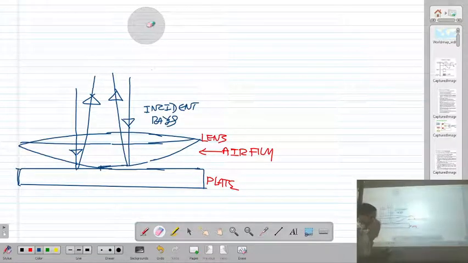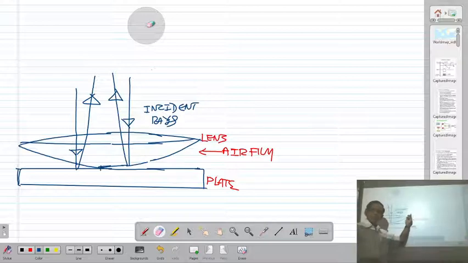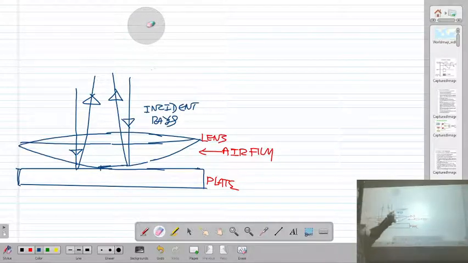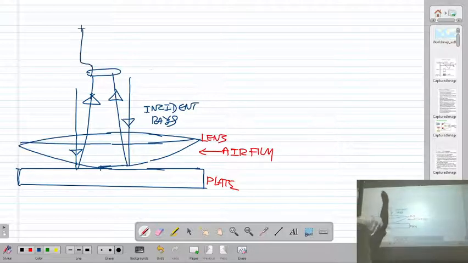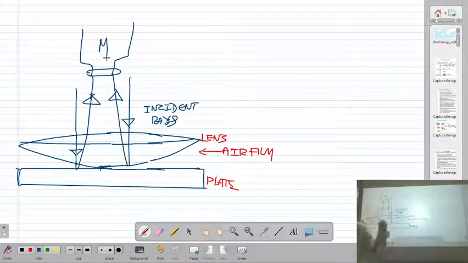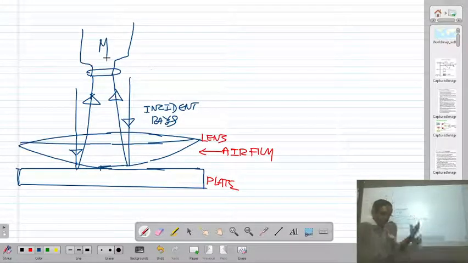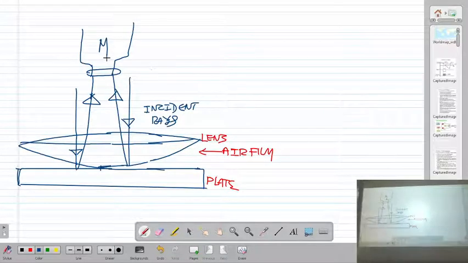So when the rays of light fall normally on the air film formed between the lens and plate system, one ray is reflected from the upper surface of the air film, and another ray is reflected from the lower surface. These two rays will superpose, and they will produce interference. So this is the theory which you have studied already.